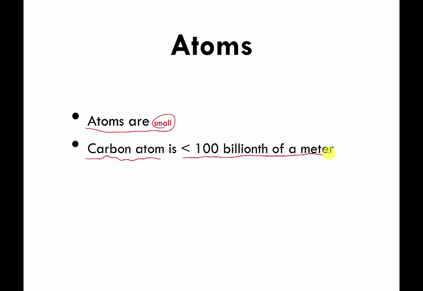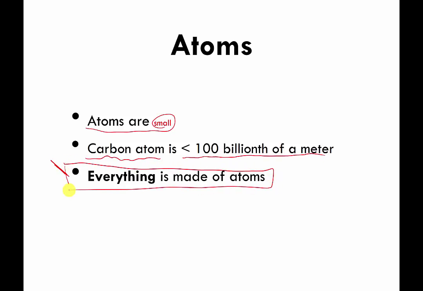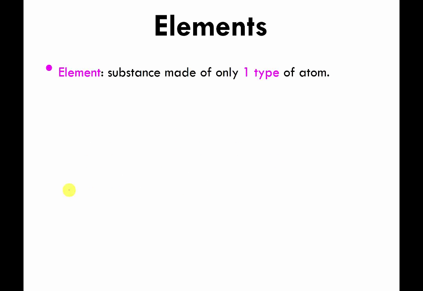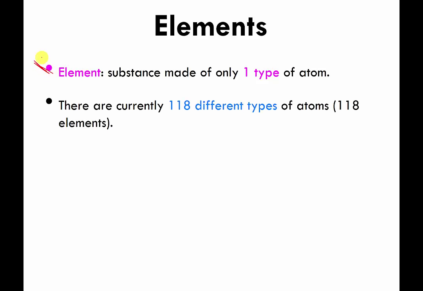So that's pretty small. Everything is made of atoms. Again, everybody probably knows this, probably not a surprise to anyone. We're going to talk about elements, which are just different types of atoms. So an element is a pure material that's made of only one type of atom. We talked about this previously.